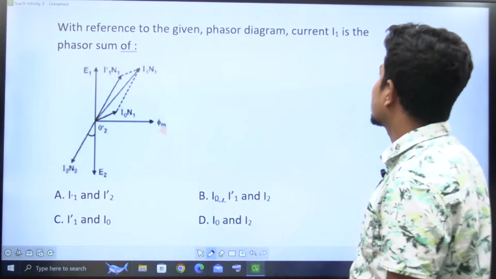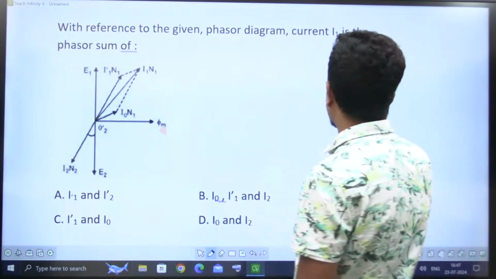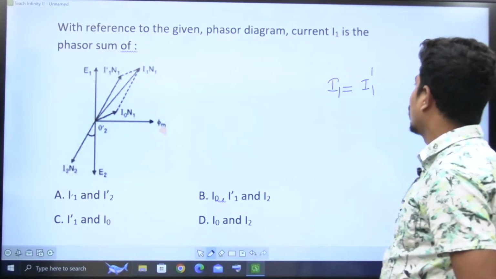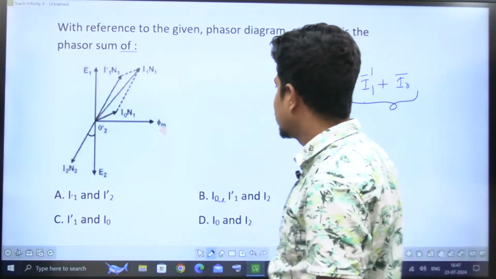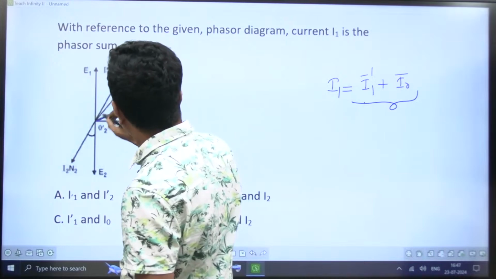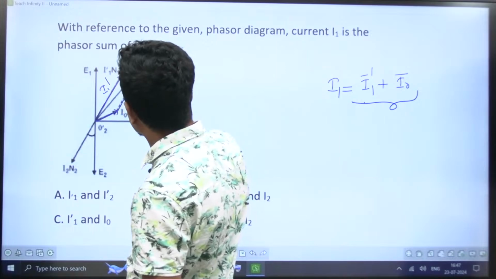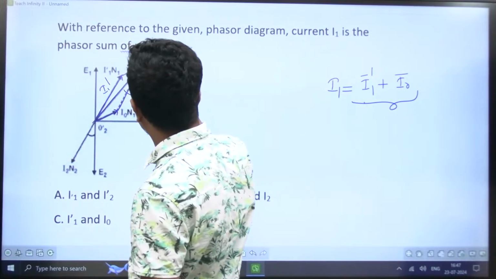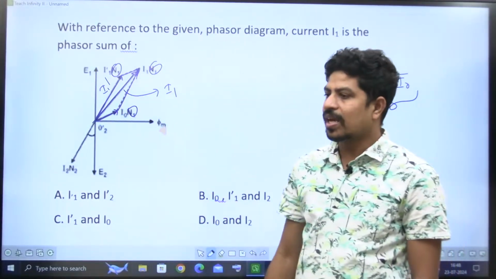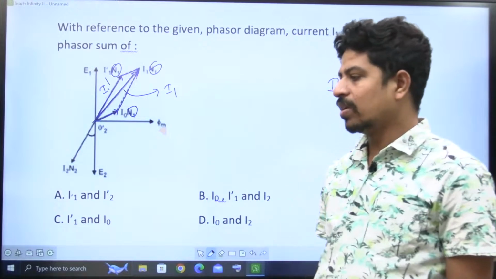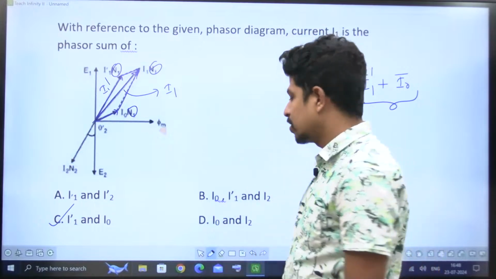With reference to the given phasor diagram, the current I1 is the phasor sum of what? The primary current I1 is the combination of the primary component of load current, I1 dash, and the no load component of current, I0. This is I0 and this is I1 dash. The phasor summation of these two is nothing but I1. The number of turns N1 is common. The figure itself says I1 is the combination of I1 dash and I naught. So option is C. Very basic questions.